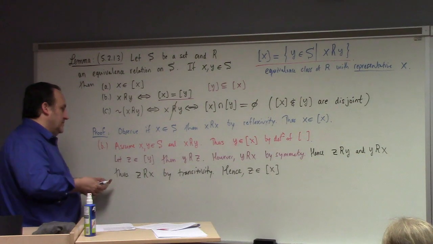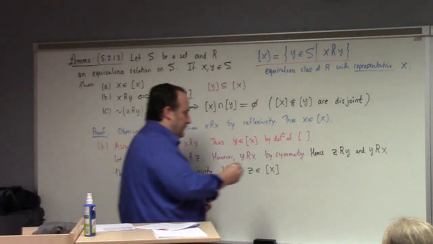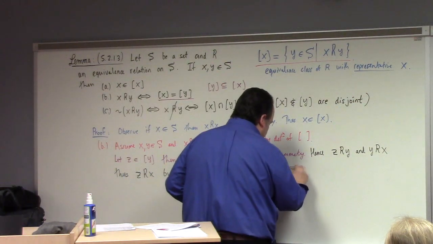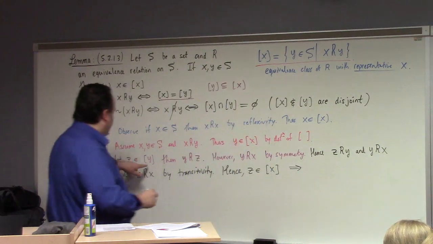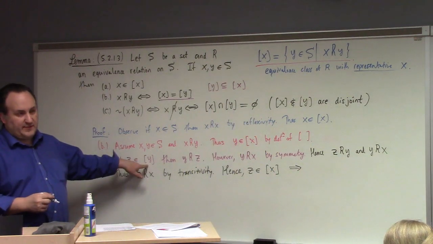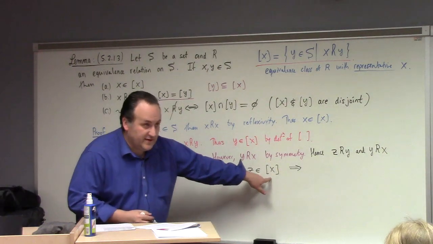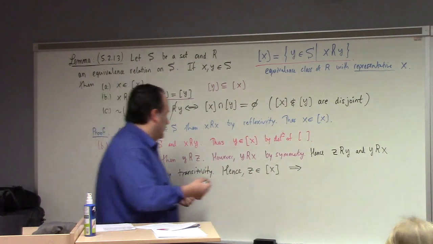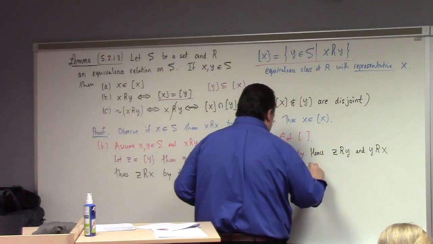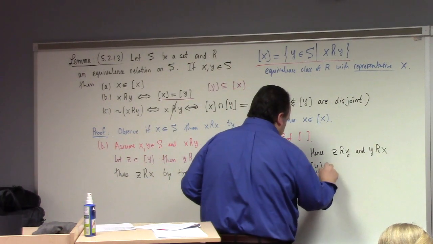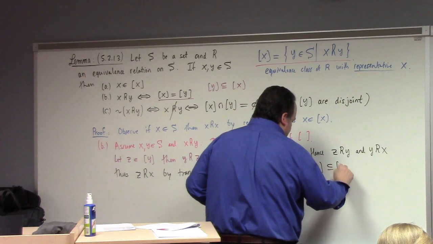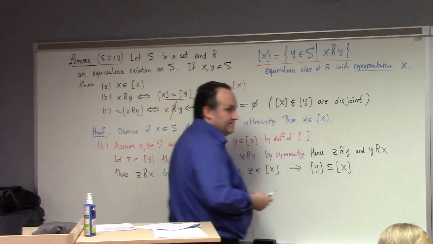This means that we took an arbitrary point in the equivalence class represented by y, and we showed that that point is also in the equivalence class represented by x. That tells us, by definition of subset, that the equivalence class containing y is a subset of the equivalence class containing x.